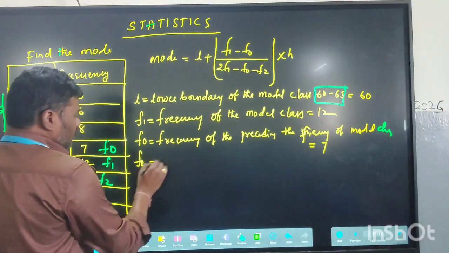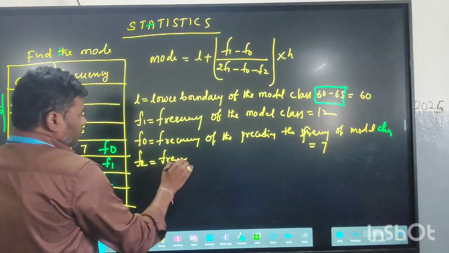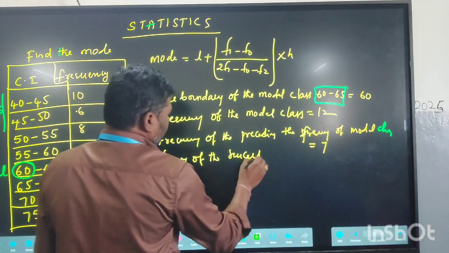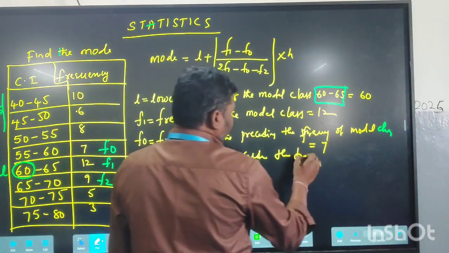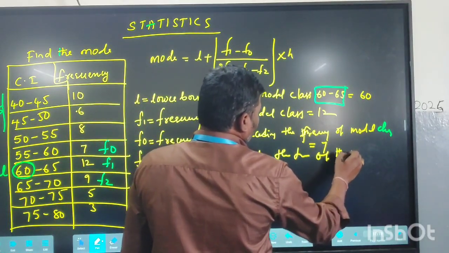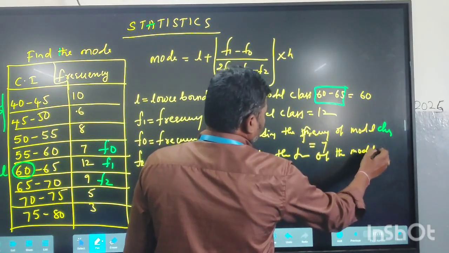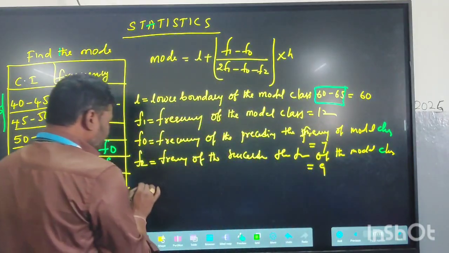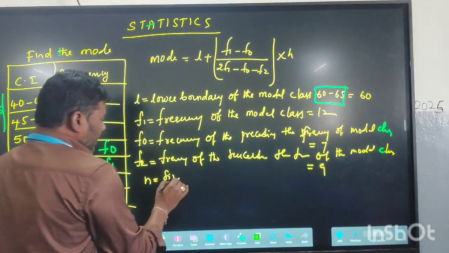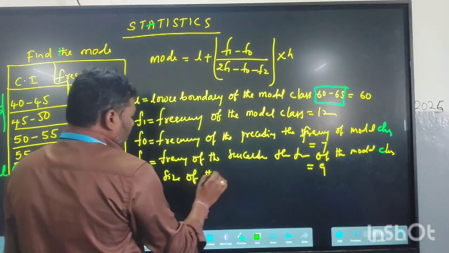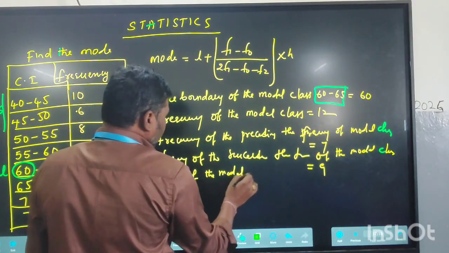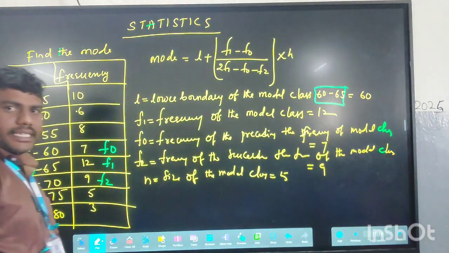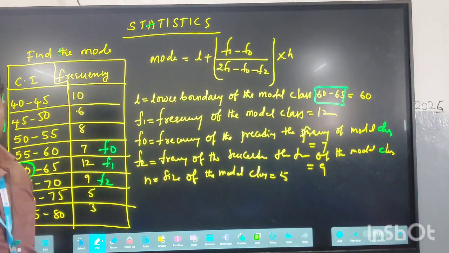F2 equals the frequency of the class succeeding the model class. Means what? That equals 9. Now H equals the size of the model class. Size of the model class equals 5. These values we substitute in the formula.